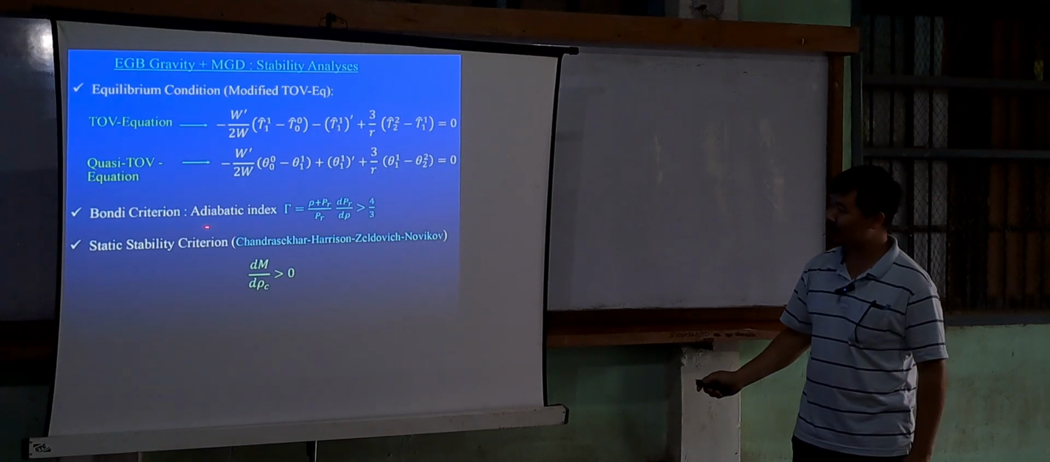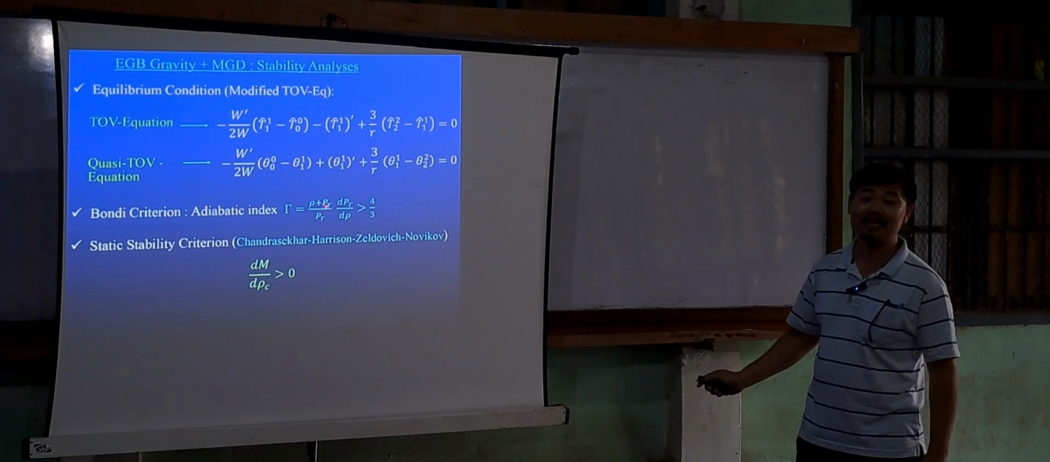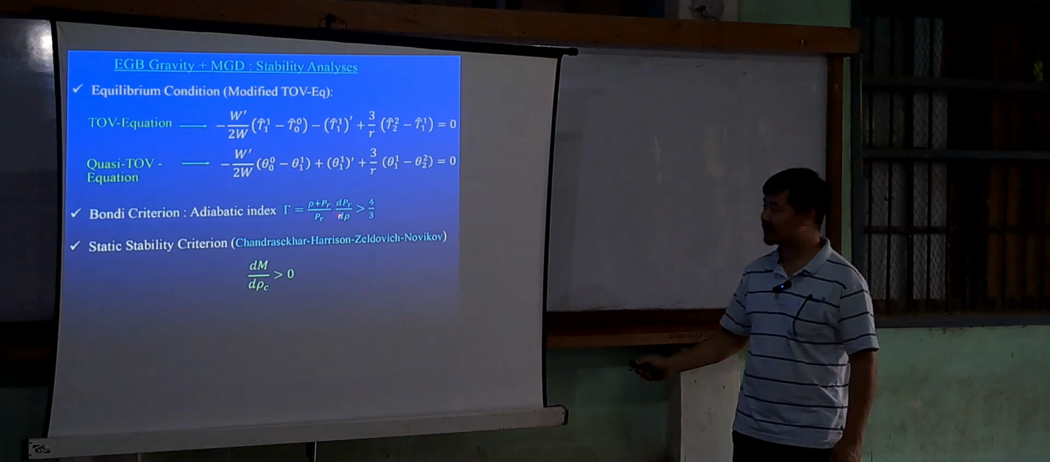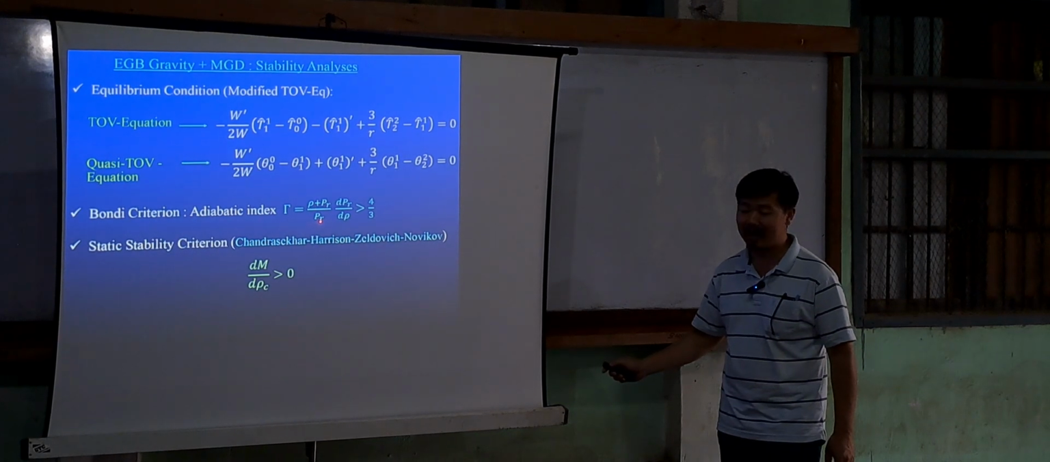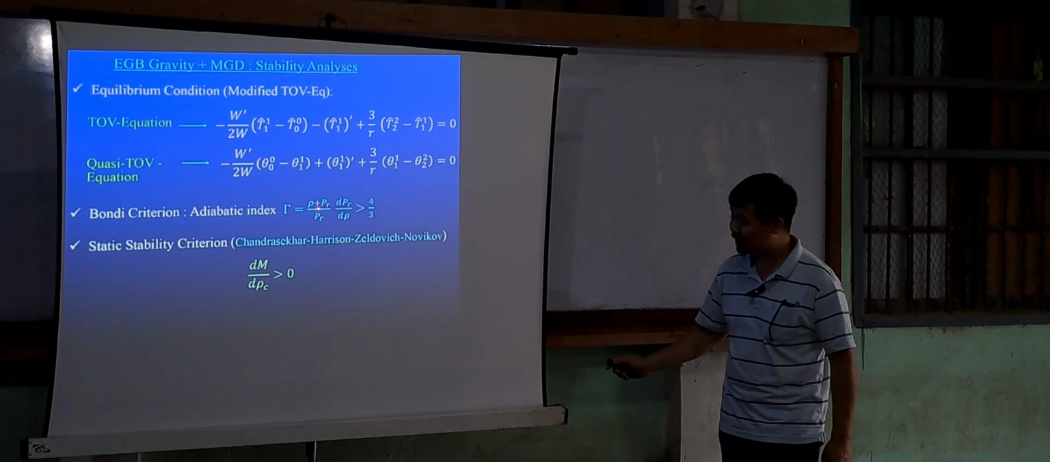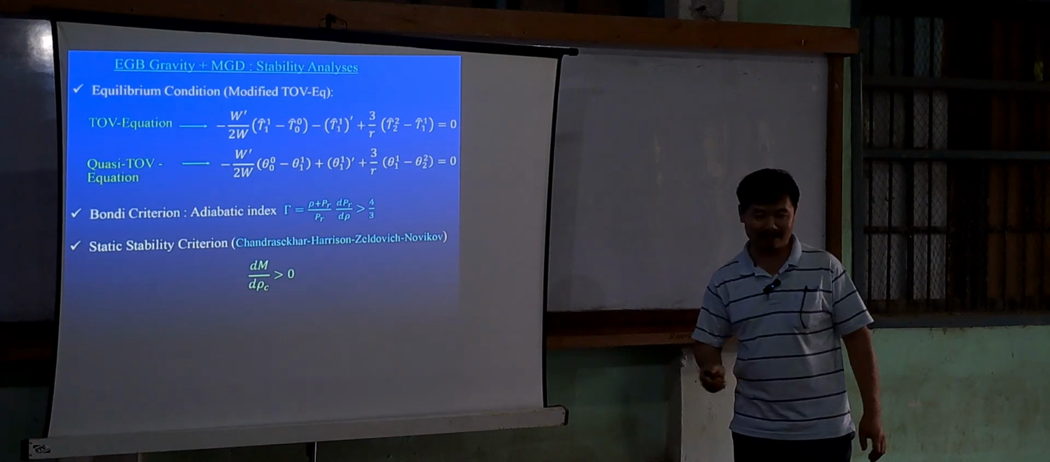Next is the boundary criteria, the adiabatic index. So this one is a relativistic adiabatic index. The non-relativistic adiabatic index you discuss in statistical physics is simply rho by P, where P will be there. But in the relativistic correction, the relativistic form should be there. And for a non-collapsing object, this should be more than 4 by 3.